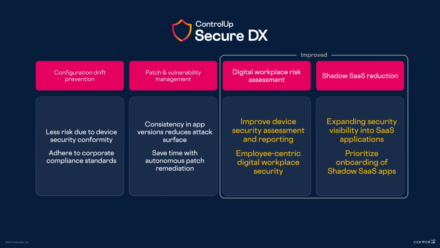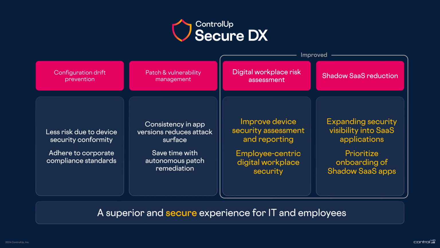Improved is our digital workplace risk assessment. With this new feature, you can improve device security and the assessment and reporting thereof, and go beyond just the device and the application it's running with an employee-centric digital workplace security model. In addition to that, we are expanding security visibility into SaaS applications and allows you to prioritize onboarding of shadow SaaS applications, leading to a superior and secure experience for both IT as well as employees. Let's have a look at how we do it.